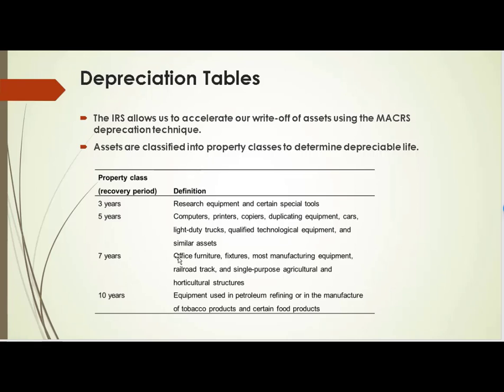Now, what the IRS has done for us is they've categorized all assets by their depreciable life. So if we were looking at a pickup truck, where would a pickup truck go? Well, here we have a category for light duty trucks and cars. Computers are typically depreciated over 5 years. If you have equipment for petroleum refining, you can depreciate that over 10 years. So we do have some help from the IRS to understand what the depreciable life of the asset is.